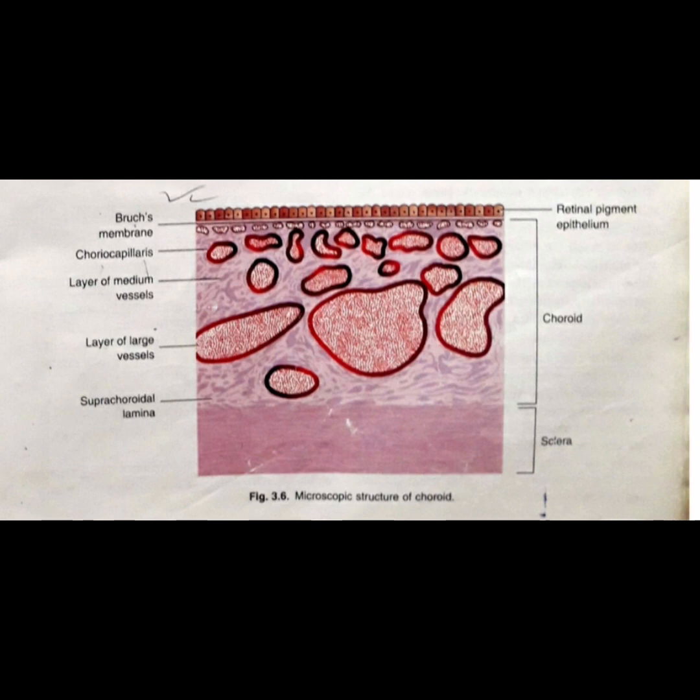So Bruch's membrane is actually the joining between the retina and choroid. You can see the RP layer after that, after Bruch's membrane. So that is the joining of the choroid and retina. Okay, so now let's see the suprachoroidal lamina.